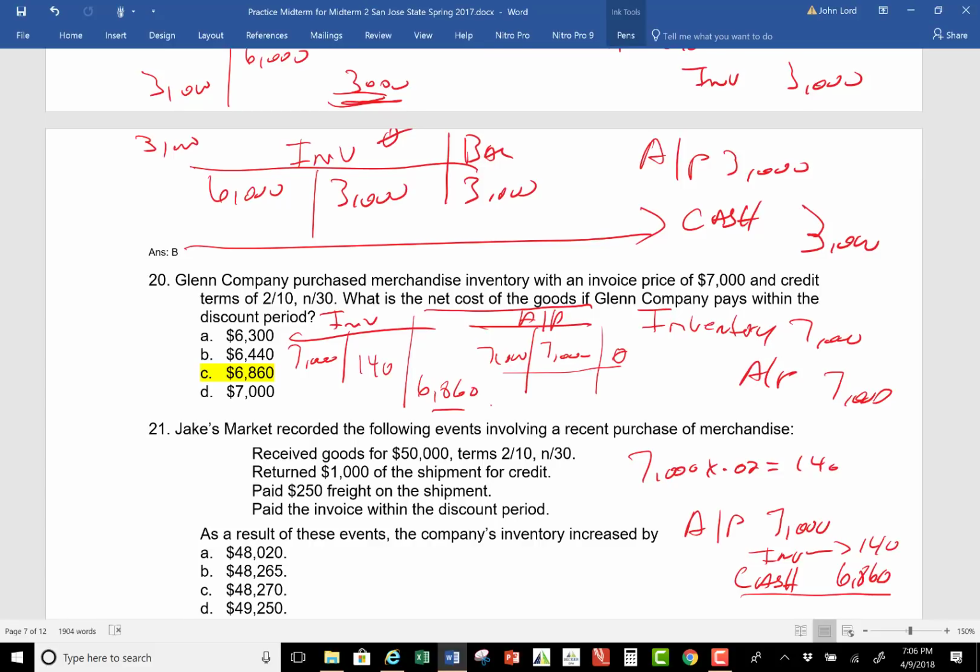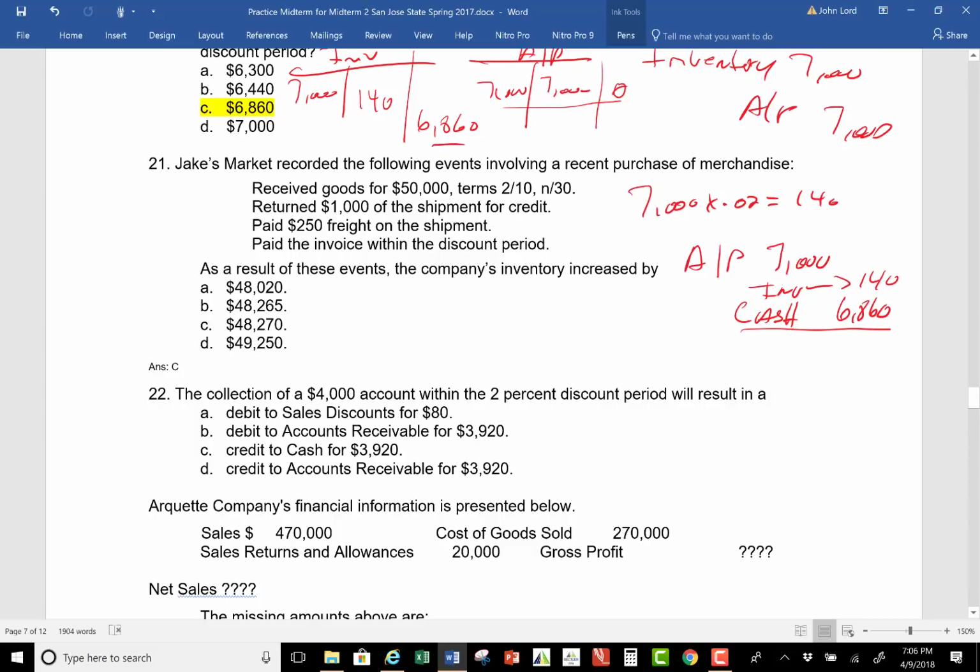Beautiful. Look at this. I'll probably go back and look at this problem one more time before I go to bed tonight. This is so beautiful. Okay, good. Come over and let's look at Jake. And we want to know how much the inventory increased.